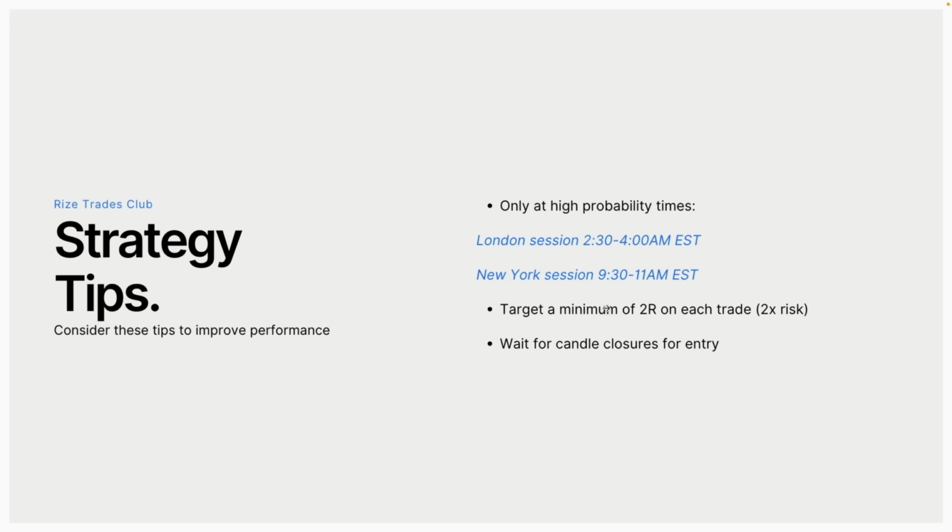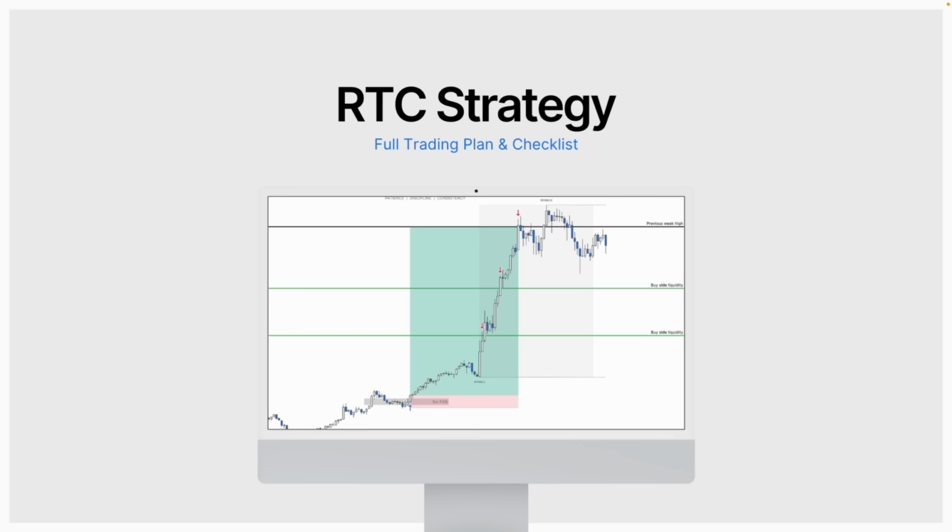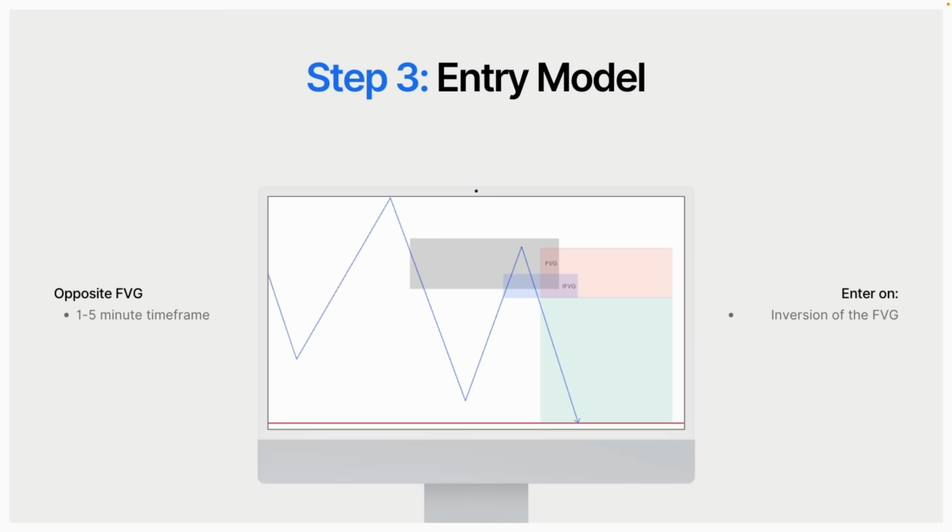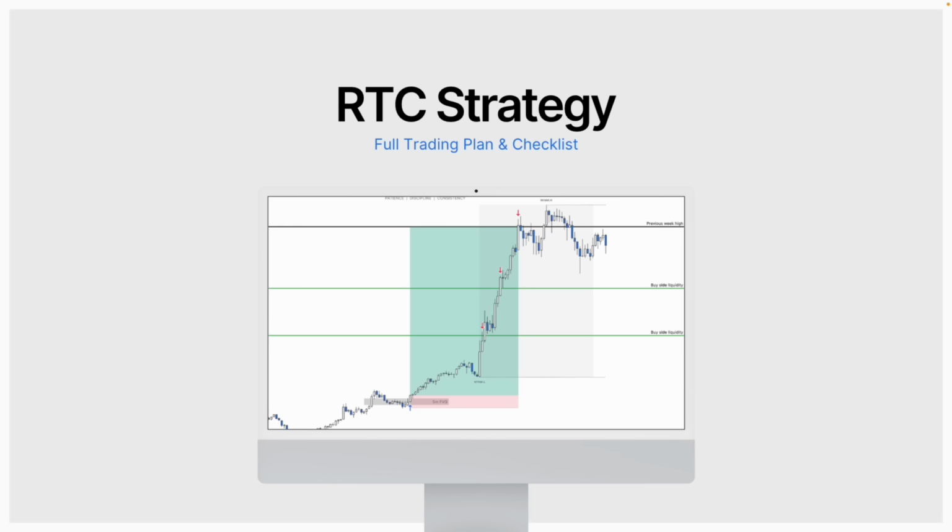Target a minimum of 2R on each trade, 2 times risk, and then wait for candle closures for entry. Like I said, candle body close through a fair value gap is our entry, as you will see in the coming videos. So make sure to download this training plan down below where you can get access to this and have it with you at all times when trading.